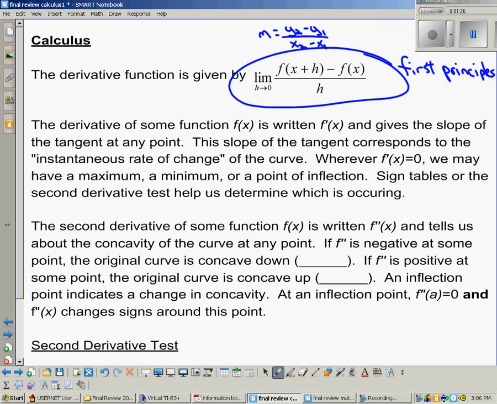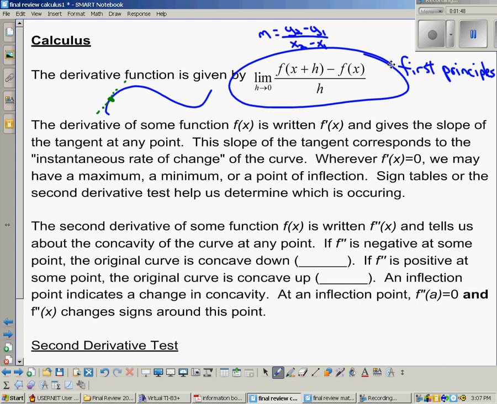The derivative of some function f at x is written f prime at x and gives the slope of the tangent at any point. So if I have a curve like this and I want the tangent, say, right here, that's just how steep the curve is at that point. The slope corresponds to the instantaneous rate of change of the curve.